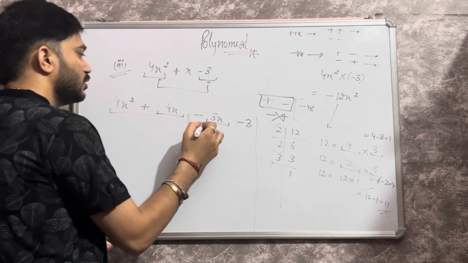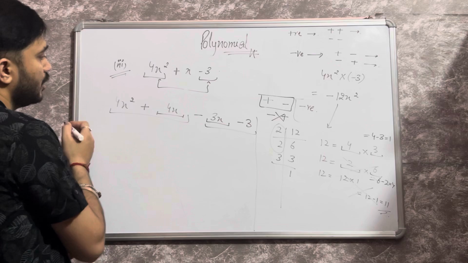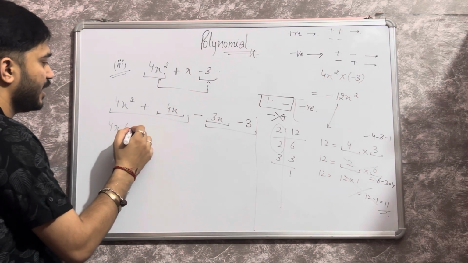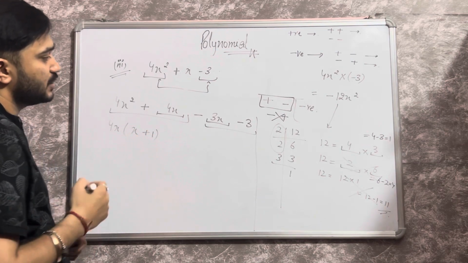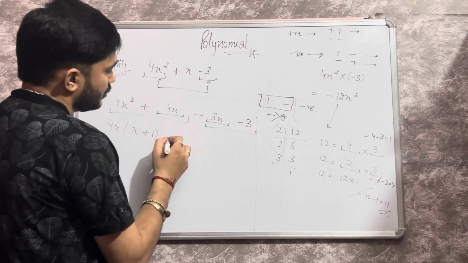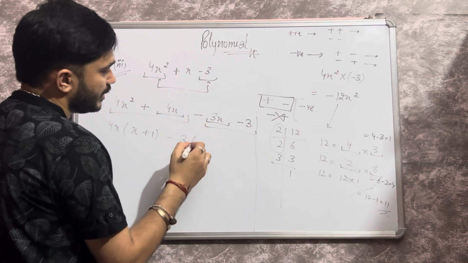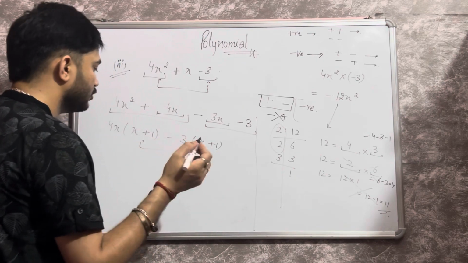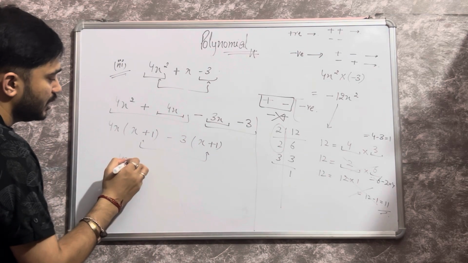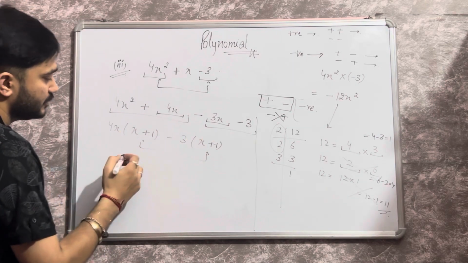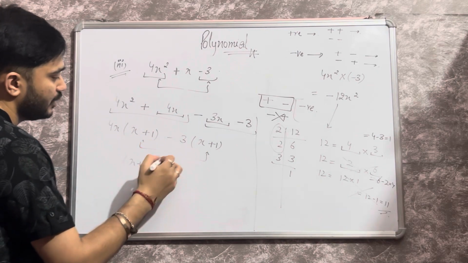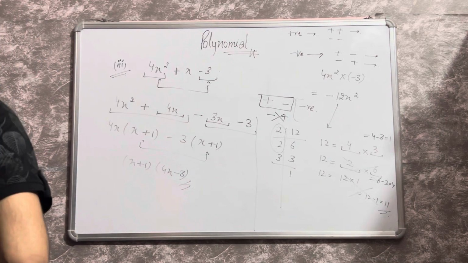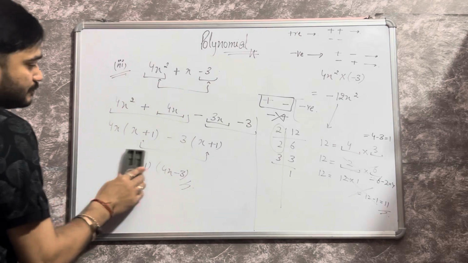So now pair the first two terms and the last two terms. Now take a common number from the first two terms. You will get 4x as common and be left with x plus 1. And now take common from these two terms, you will get minus 3 and be left with x plus 1. Since this term and this term are the same, we are on the right path to solve this question, and your answer will be: write this common term x plus 1 first, and you are left with 4x minus 3. Let us solve one more example of this question.